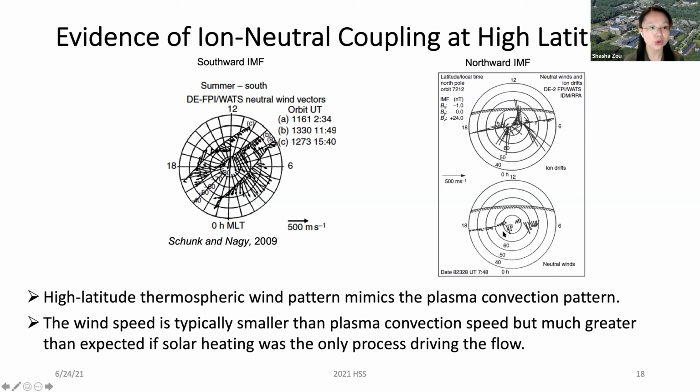This is what the neutral wind looks like. You see, it's like a simplified version of this ion drifts, right? The magnitudes are smaller, but in terms of the direction of the drifts, they follow each other. So when we drive the high latitude ionosphere strongly, the high latitude ionosphere transfers the momentum and energy to the neutrals and starts to drive the neutral wind, making them mimic the ionosphere convection. So this is one way of understanding the magnetosphere, ionosphere, and thermosphere in 2 minutes.